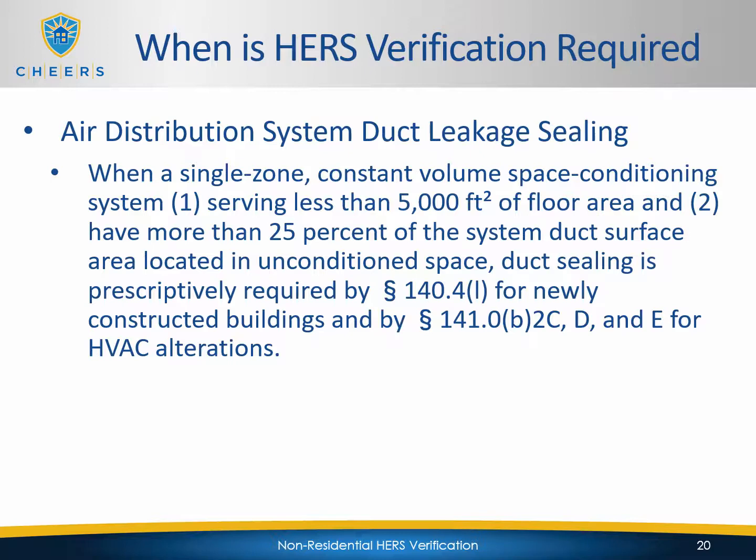When a single zone constant volume space conditioning system serving less than 5,000 square feet of floor area and having more than 25% of the system duct surface area located in unconditioned space, duct sealing is prescriptively required by section 140.4L for newly constructed buildings and by section 141.0 B 2 C, D, and E for HVAC alterations.